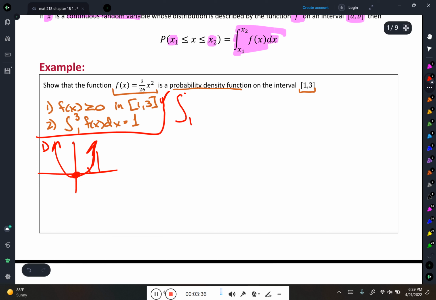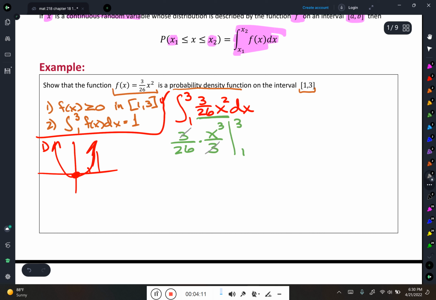I have to integrate from 1 to 3, 3/26 x squared dx, and hope that that's equal to 1. Now, hopefully, remember integration. Right? So let's see. The antiderivative of 3/26 x squared is going to be 3/26 times x cubed over 3, and then I need to evaluate from 1 to 3. Right? I think those 3's right there are going to cancel, and I'm just going to get x cubed over 26 evaluated from 1 to 3.